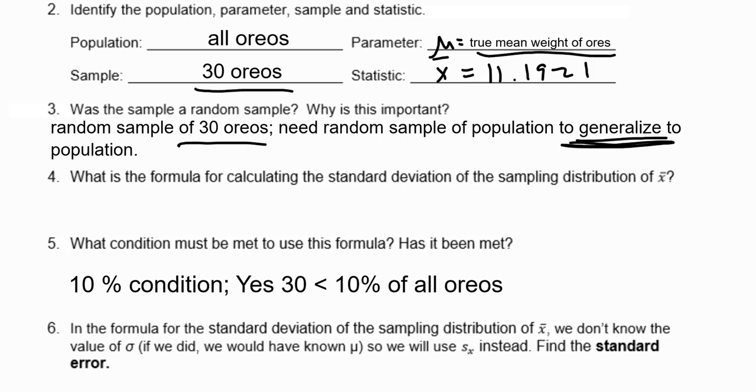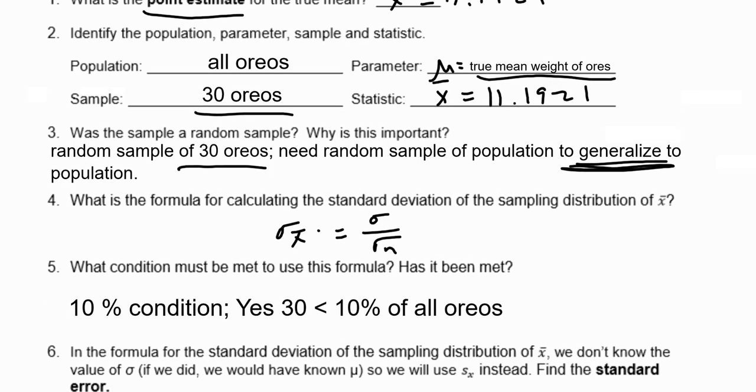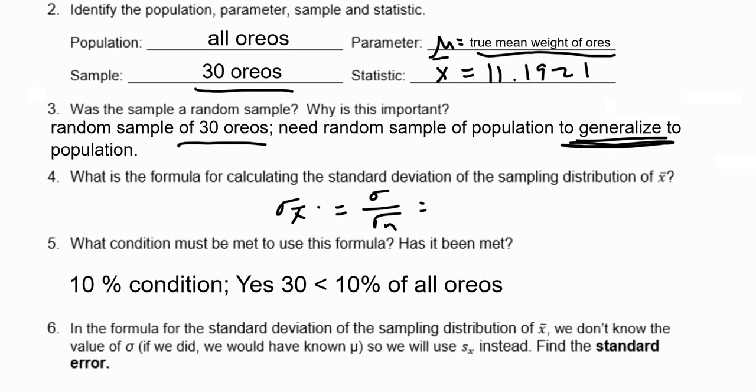The next thing we're going to do is find the formula for calculating the standard deviation of this. Now, to calculate the standard deviation, if you recall from the last chapter, we take our standard deviation from our sample. Normally we take that from our means, and we take that divided by the square root of n. Now, in this case, we don't have the true standard deviation, and this kind of goes down to question number 6. So we're actually going to use the sample standard deviation, and then we're still going to divide that by the square root of n.